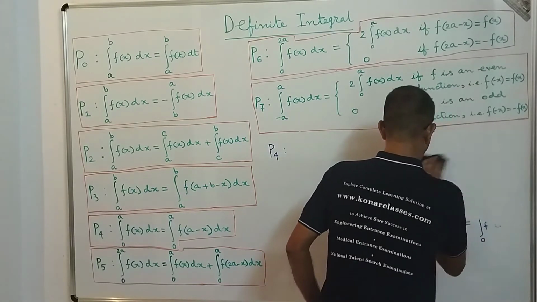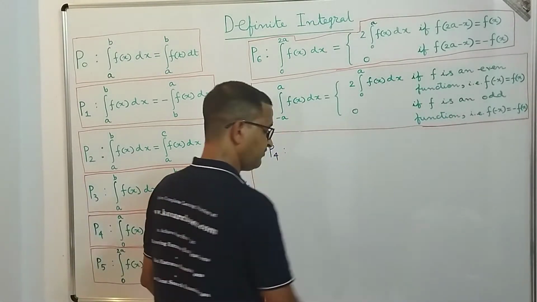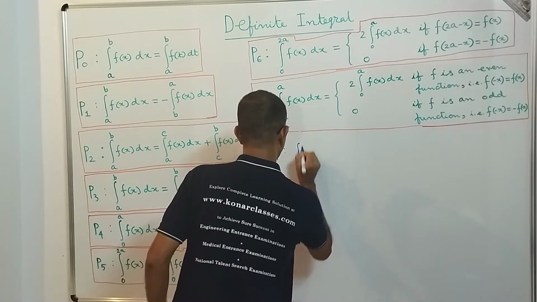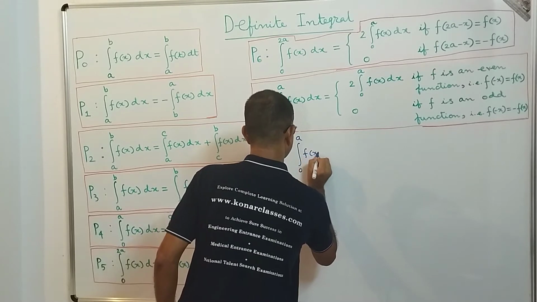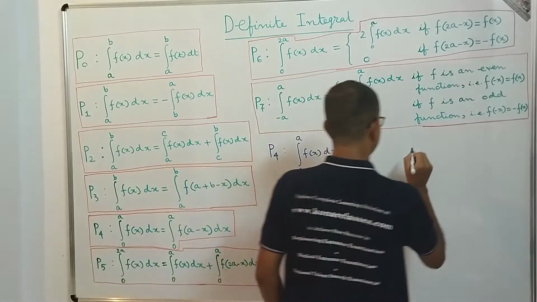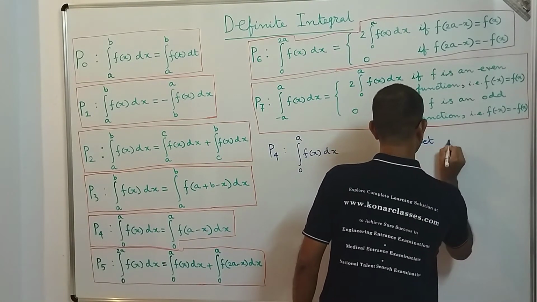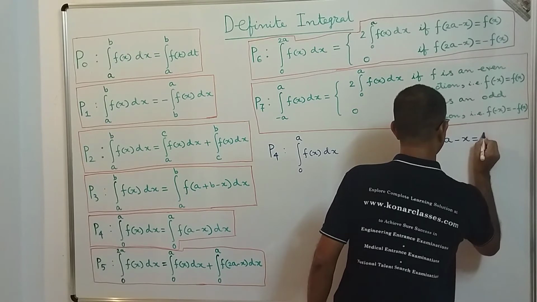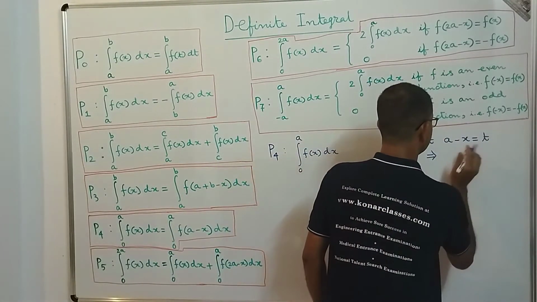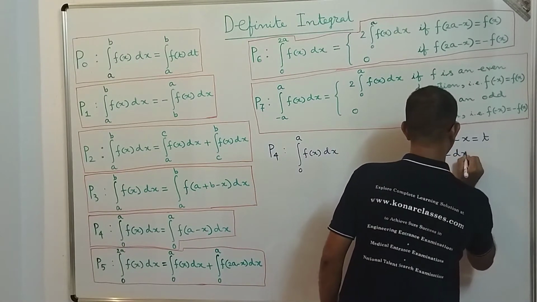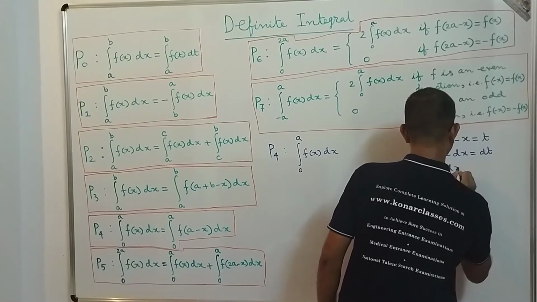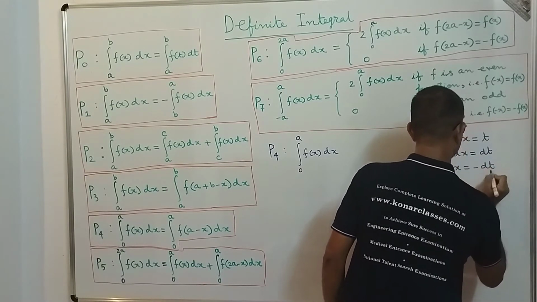So what is the left hand side of the property P4, dear students? The left hand side of property P4 is the integral from 0 to a of f(x) dx. Now, what substitution are we going to make? Let a minus x equal t. This implies, if we differentiate both sides, minus dx is equal to dt. So dx is equal to minus dt.